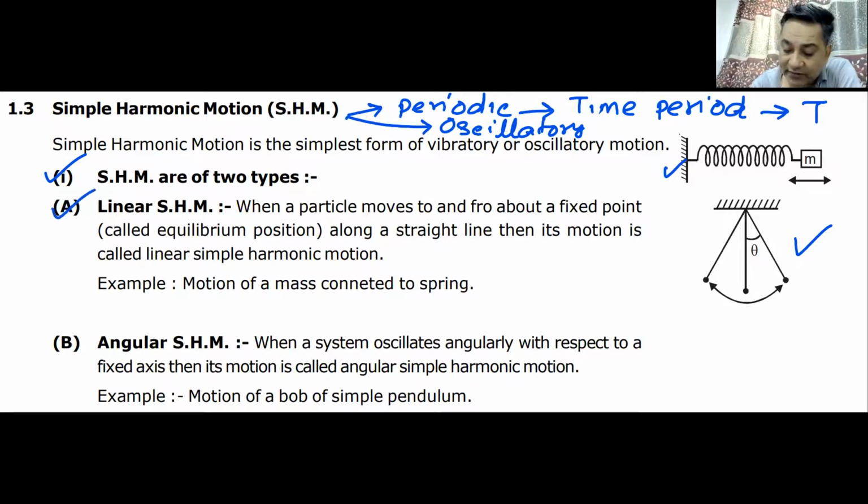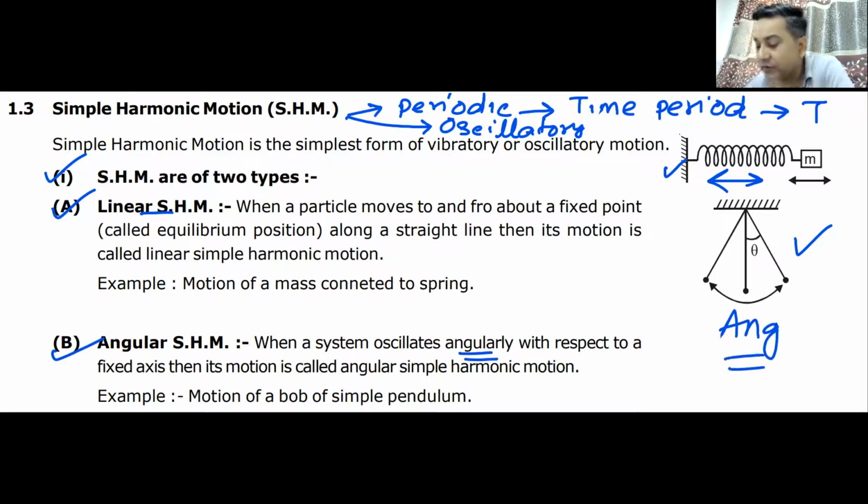Two types of SHM are there. Linear SHM, when the particle is moving to and fro in a straight line, that is linear SHM. If it is moving angularly, then the motion is known as angular SHM. The motion of a pendulum is angular SHM, whereas the motion of this spring block is linear SHM. Do we understand this? Yes, sir. Please note it down. I'll give you a minute to do it.